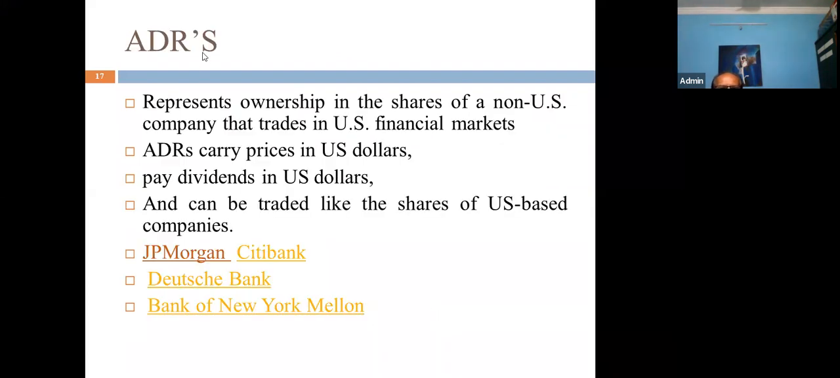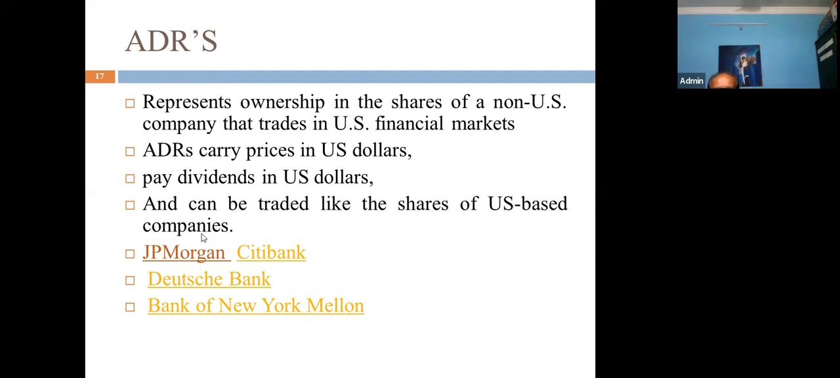Now, this is about ADR. It represents ownership in the shares of a non-US company that trades in the US financial market. Last time we learned about ADR, American Depositary Receipt. It pays dividend in US dollars. Dividend is nothing but the benefit given to the investor. The benefit is given in US dollars and can be traded like the shares of US based companies.